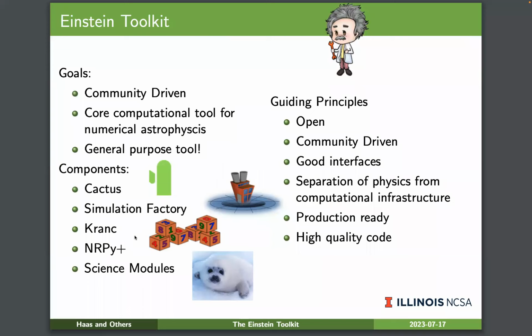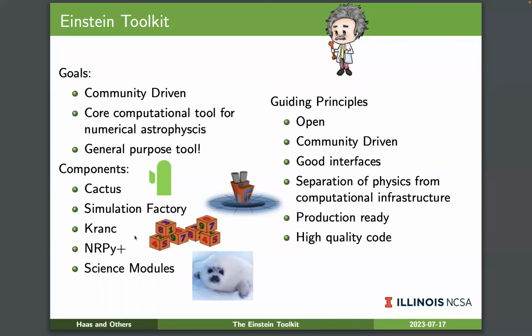So the goals of the Einstein Toolkit as spelled out on our website are actually that it's supposed to be a community-driven framework that provides core computational tools for numerical astrophysics, and it should be a general purpose tool. So it's not just one particular problem that we want to tackle, but we want to provide tools for different problems that you might be interested in. It has different large components that traditionally are used. The main thing traditionally used to be the Cactus computational toolkit. That's the heavy lifting thing for the large-scale computer simulations.